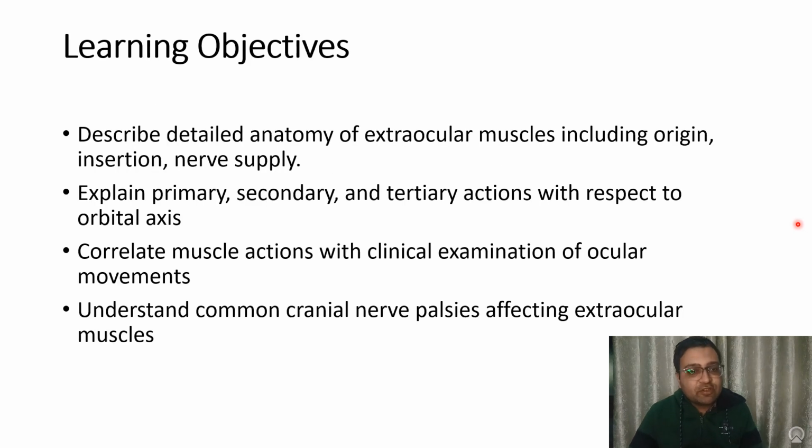What are the learning objectives? Learning objectives will be to describe the detailed anatomy of the extraocular muscles, including their origin, insertion, and the nerve supply. Explain the primary, secondary, and tertiary actions with respect to the orbital axis. Correlate muscle actions with clinical examination of ocular movements and understand common cranial nerve palsies affecting the extraocular muscles.